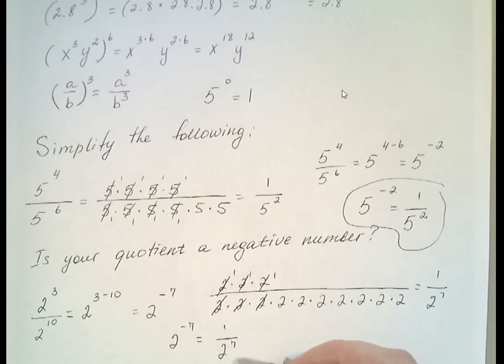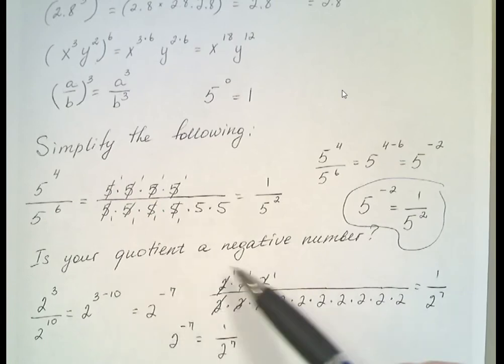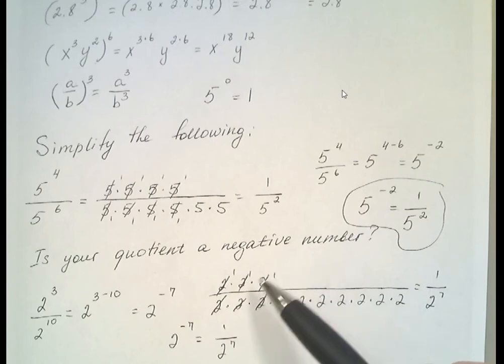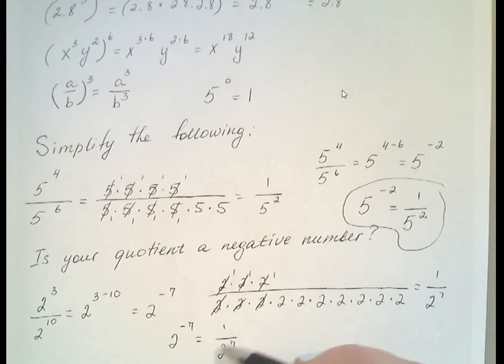1 over that positive integer is going to just make a very small fraction, but it's still a fraction and it's still greater than 0. So question is, is your quotient a negative number? It is not. It is just a small fraction that we are getting. It is a positive number. It is a positive rational number. Okay? 1 over the same number to the same positive power.